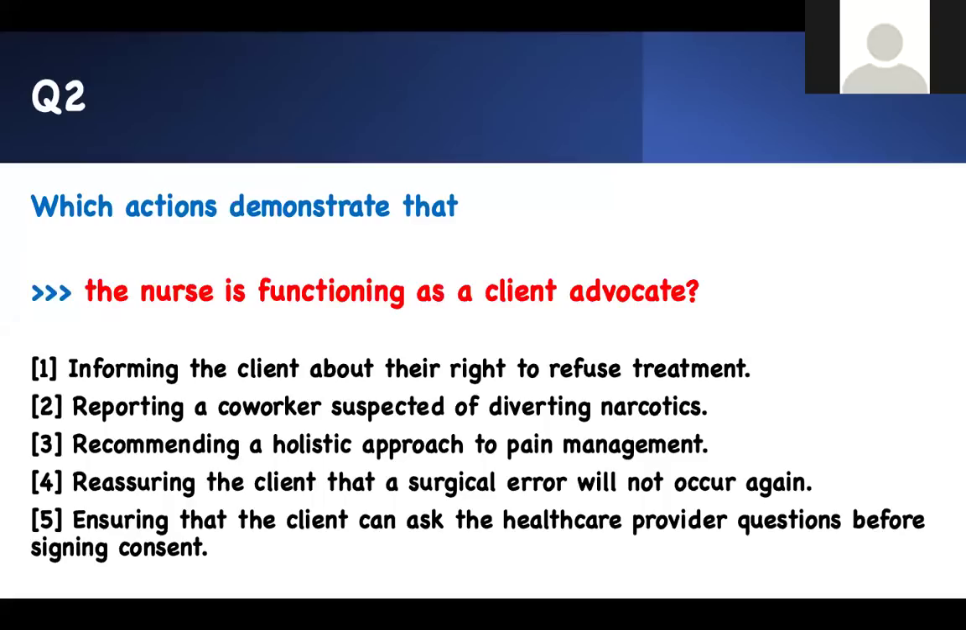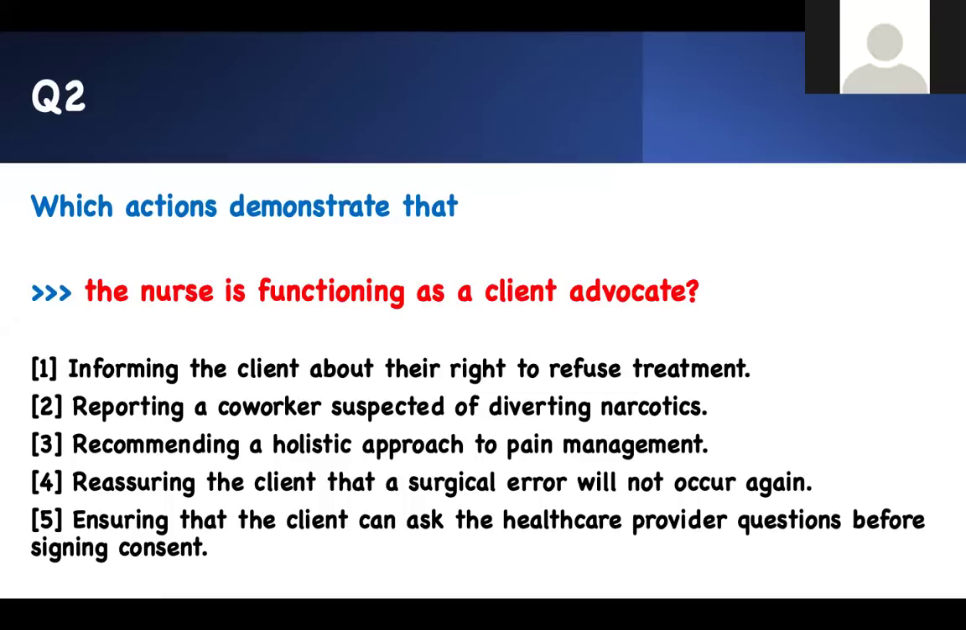Reporting a co-worker suspected of diverting narcotics, that is safety. If the individual is diverting narcotics, when he uses the narcotic and now he has to take care of the patient, he is impaired. That is good. Recommending a holistic approach to pain management. Even though it's good, it's not enough. Just recommending is not enough. Ensure that the patient does have pain management. Pain management is a patient's right. Recommendation is not enough. Reassuring the client that the surgical error will not occur again. That is a promise. It's not advocacy.